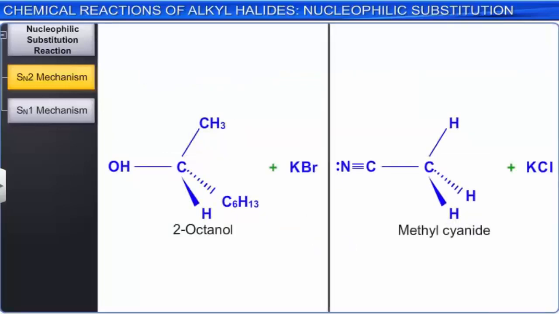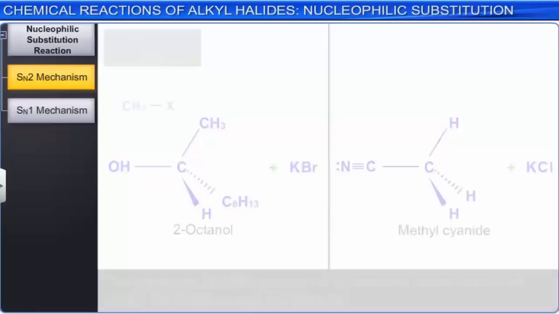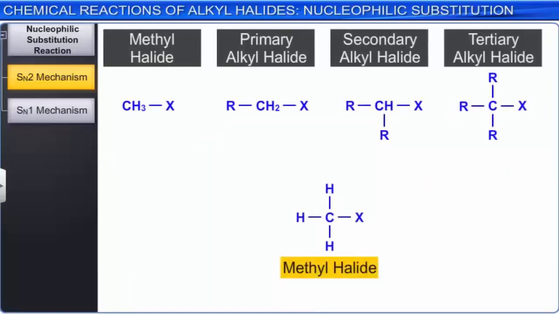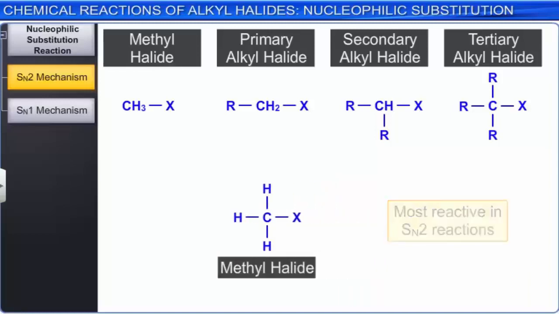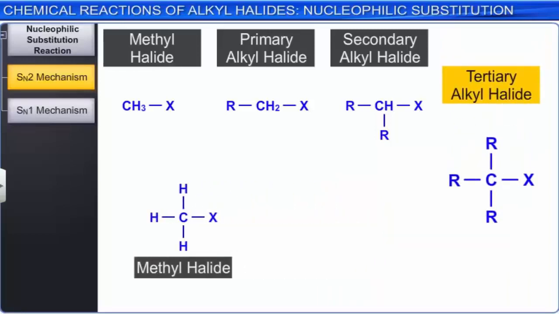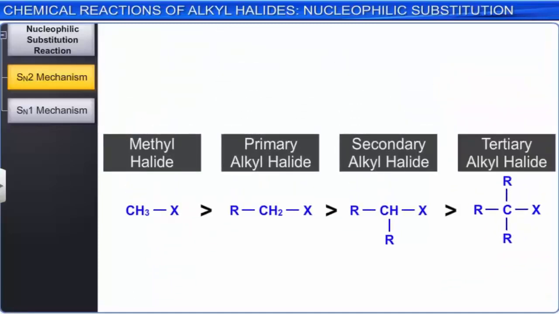As you've seen, the reaction involves the approach of the nucleophile to the carbon bearing the leaving group. Hence, the presence of bulky groups on or near the carbon atom will hinder the approaching nucleophile. Thus, among the alkyl halides, methyl halides, due to the presence of only 3 small hydrogen atoms, are the most reactive in SN2 reactions. Tertiary alkyl halides, on the other hand, due to the presence of bulky groups, are the least reactive in SN2 reactions. Thus, the order of reactivity of alkyl halides towards SN2 reactions is as shown here.